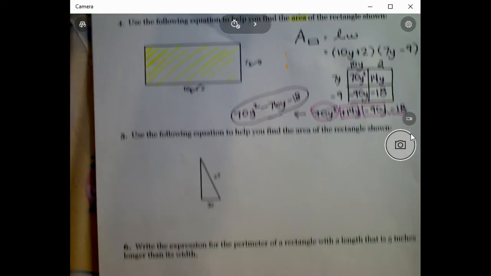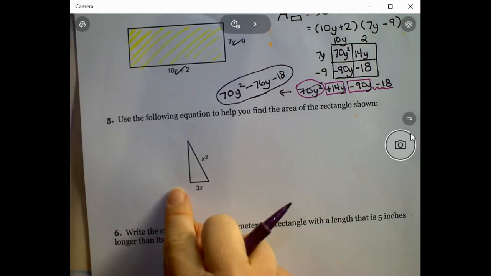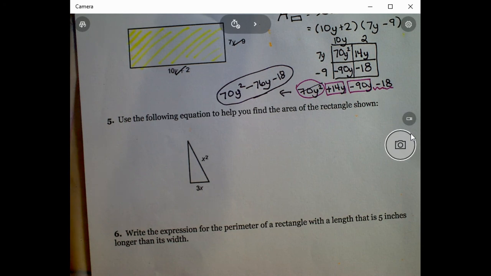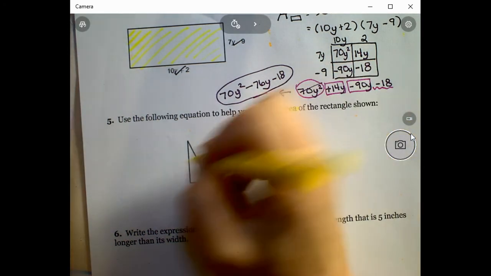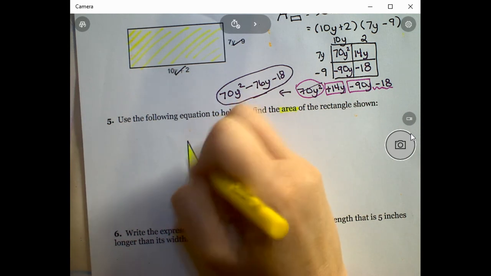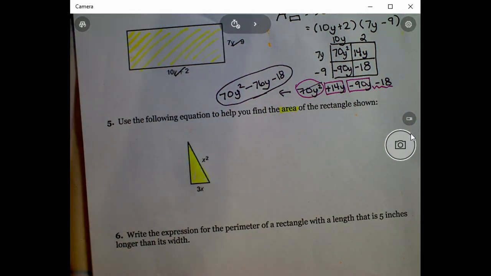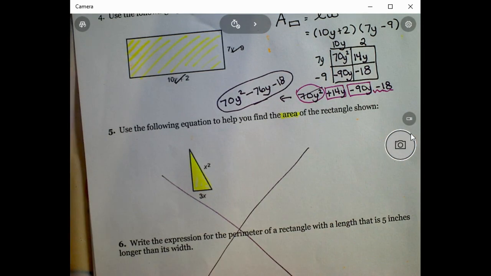All right, let's try one more. Use the following to find the area. Whoa, it says area of a rectangle, but this is a square. Or I mean a triangle. We want to figure out how much space is in there. And actually, we're not going to do that problem or the other problems because I think that's probably plenty for now. If you want to see the other problems, I will show you those later.